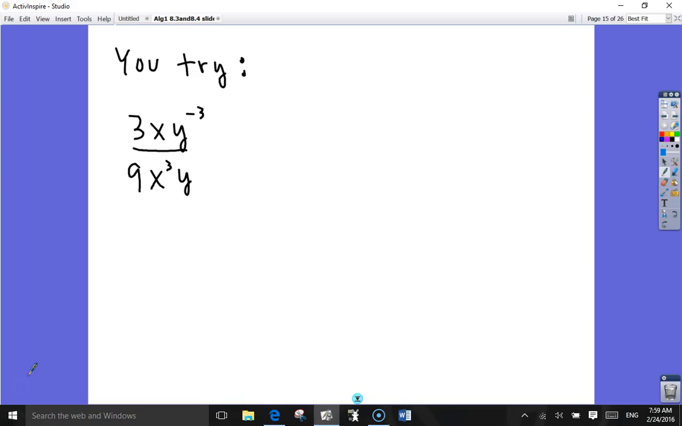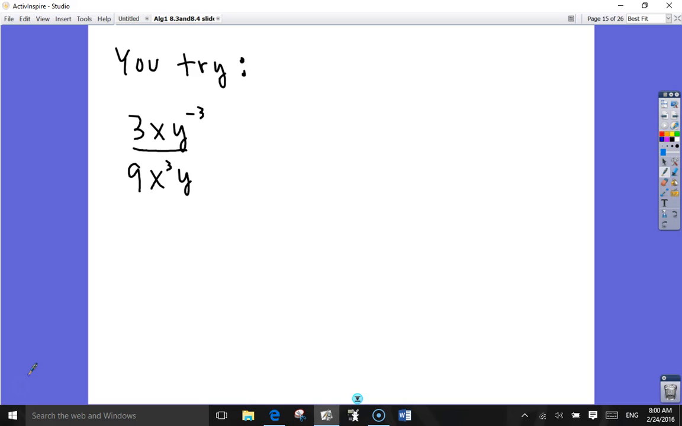And do you have an answer? Let's see. For all the world to see. 1 over 3 x squared y to the fourth, all in the denominator. Looks good.